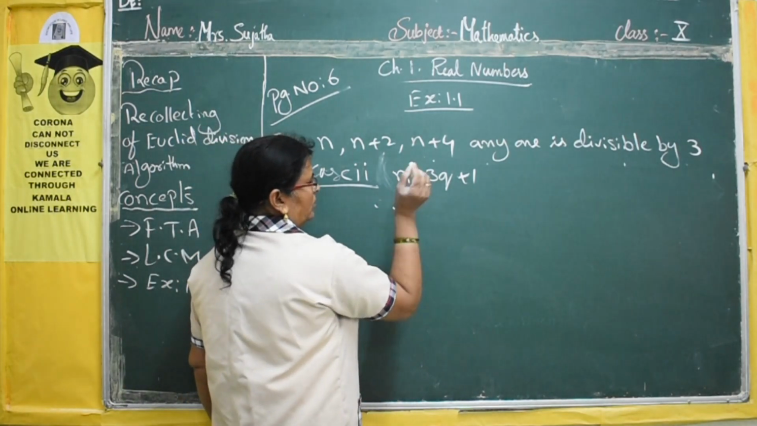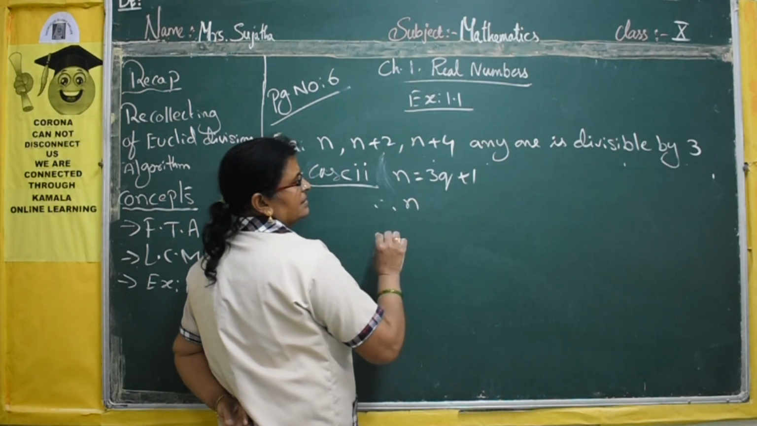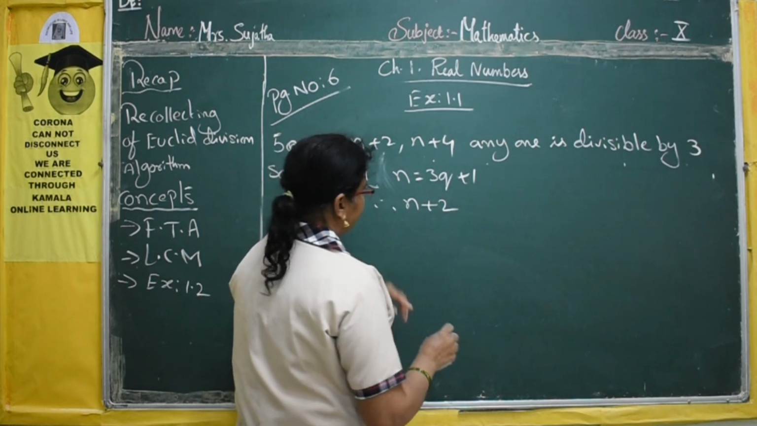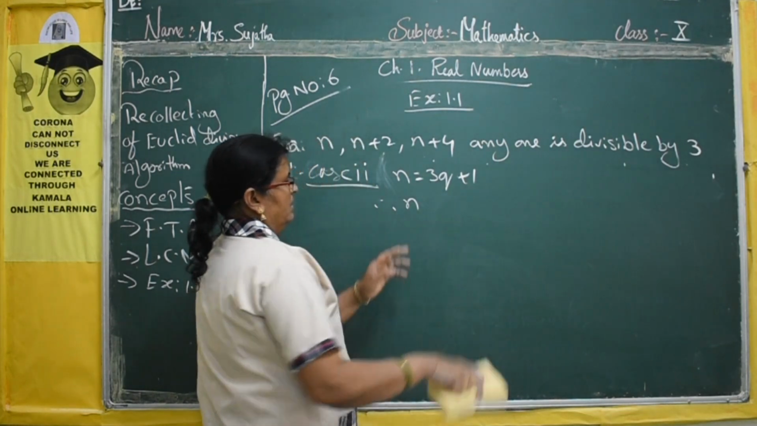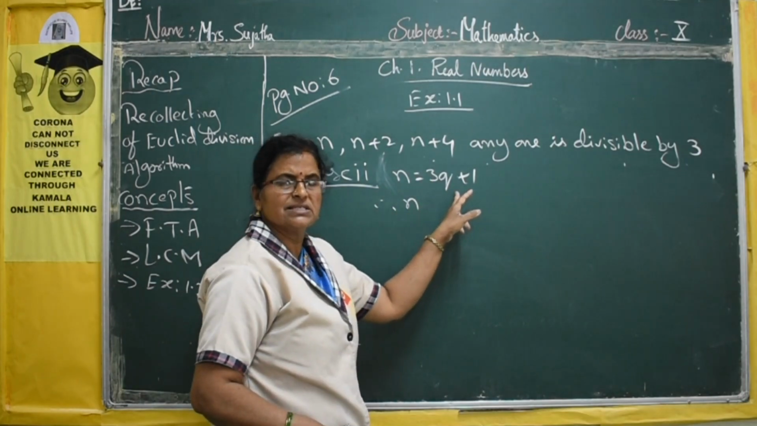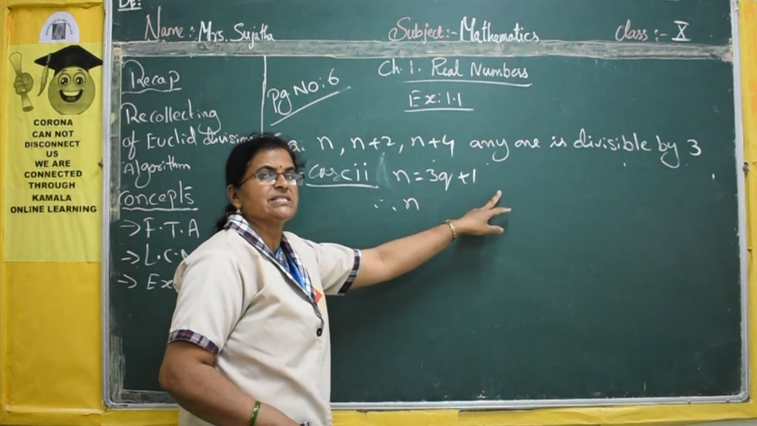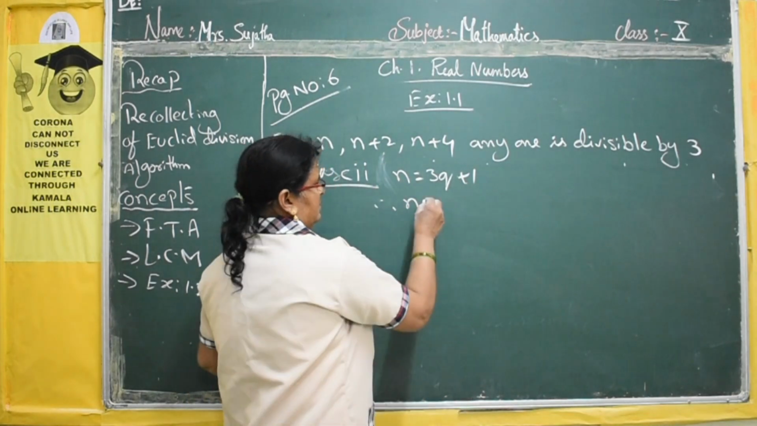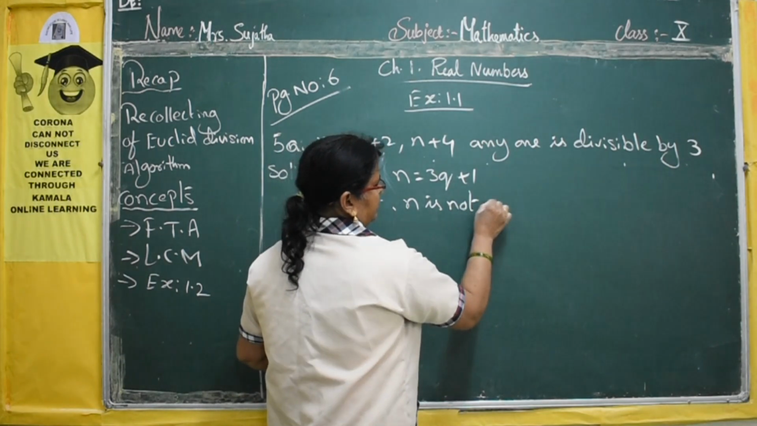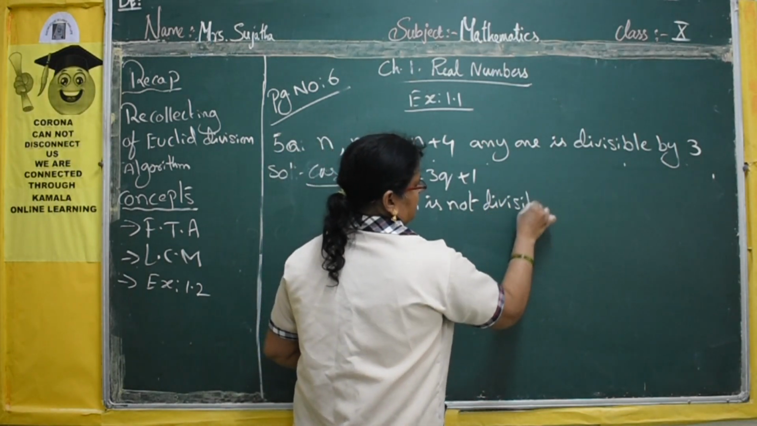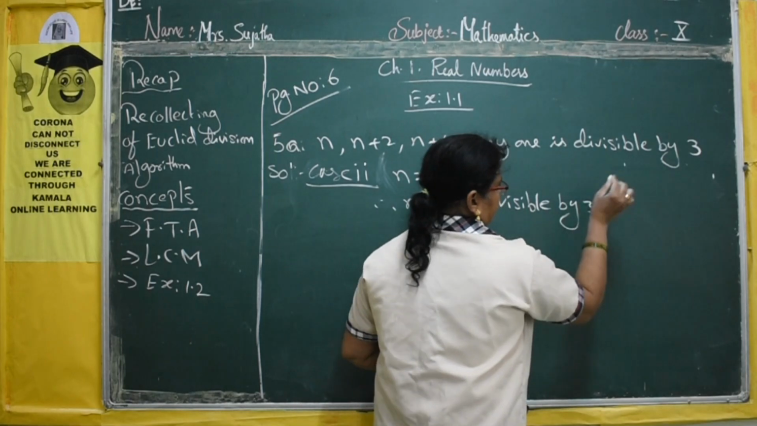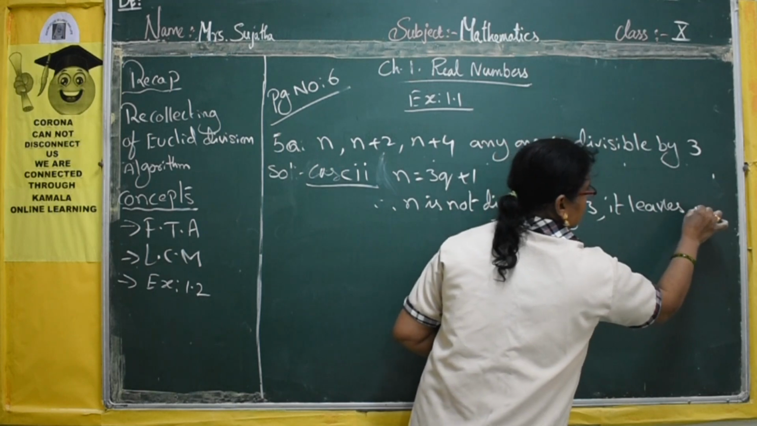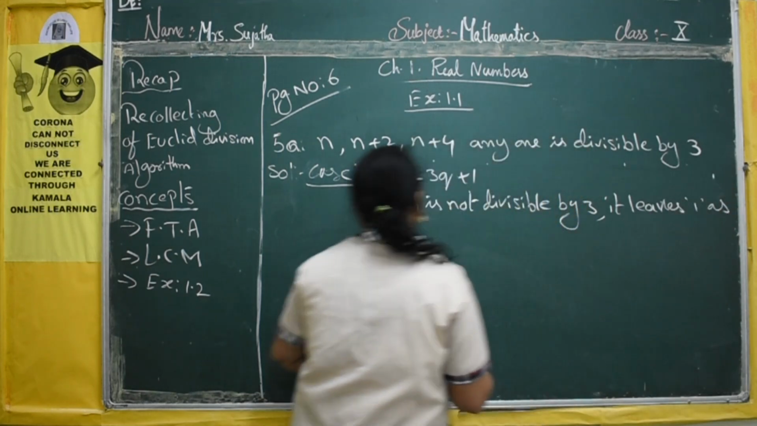So therefore, first n we will take. N is not divisible. N value we are taking as 3q plus 1. So is 3q plus 1 divisible by 3? No. So that's why n is not divisible by 3. It leaves 1 as the remainder.